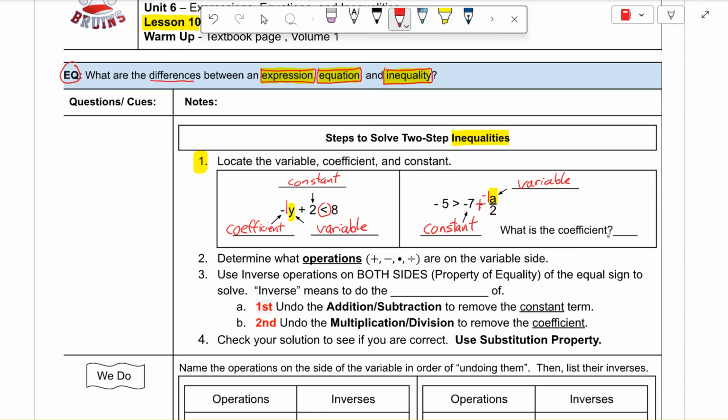And then what is the coefficient? Well, we have a lot of things going on over here. We have a negative 1 over 2, so that's what we're going to call it. It's negative 1/2. That's the coefficient.